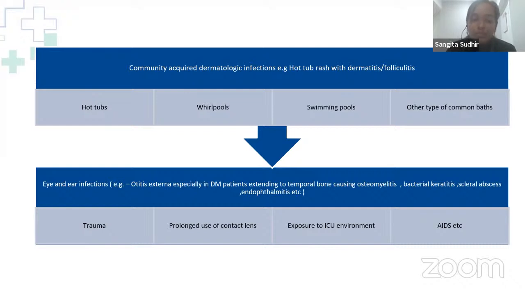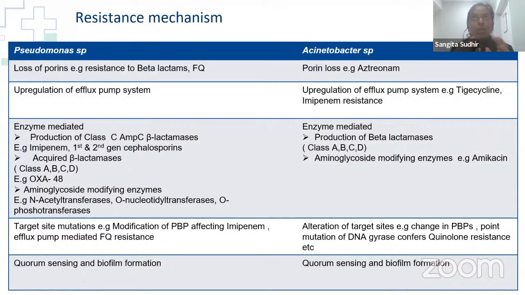Now, trauma, prolonged use of contact lenses, exposure to ICU environments, or other factors could be reasons for eye and ear infections causing bacterial keratitis, scleral abscess, endophthalmitis, etc. So this was all about some of the sites, the infections caused by these bacteria and their risk factors.